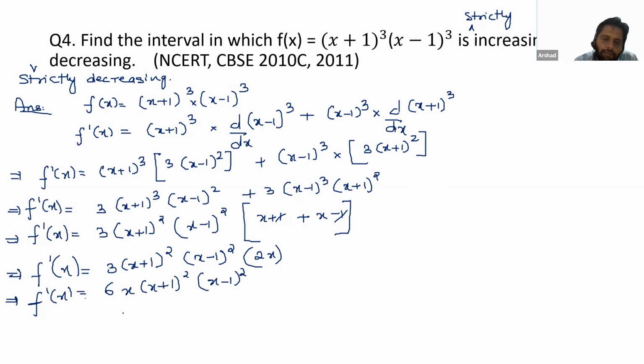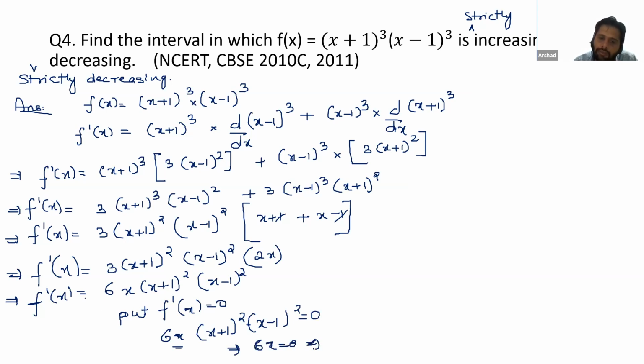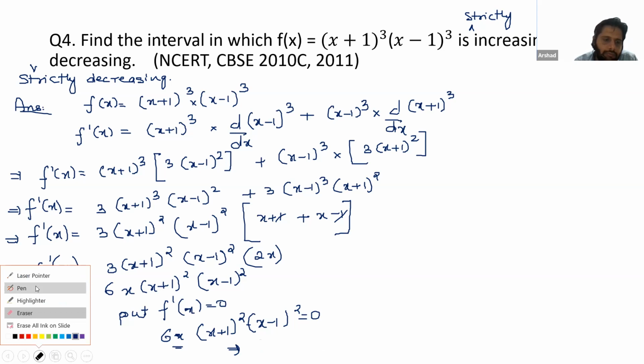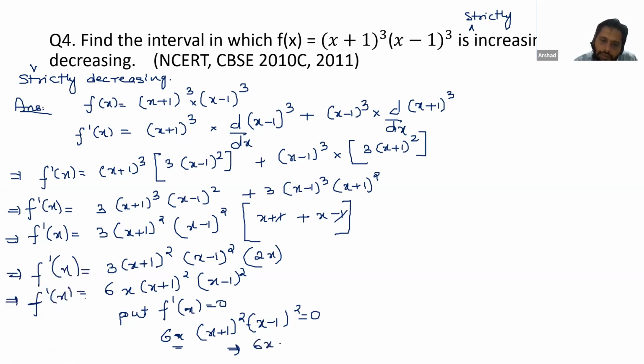Okay, now we get this derivative. Now put f dash x is equal to 0. So you will get 6x into (x plus 1) whole square into (x minus 1) whole square is equal to 0. So from this, you will get 6x is equal to 0, so x is equal to 0. Now next one, (x plus 1) whole square.